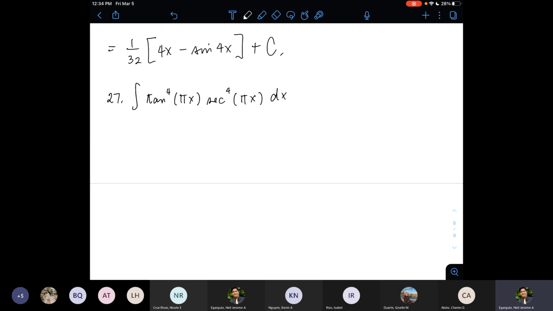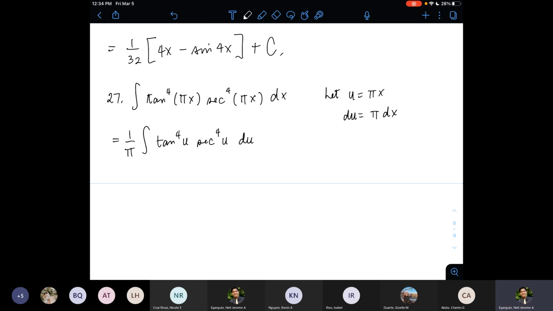So to make the solution easier, I'll just use a substitution right off the bat. I will let u be equal to pi x, so du will be equal to pi dx. So the integral now will look a little bit simpler. It would be 1 over pi times tangent to the fourth u times secant to the fourth u du.